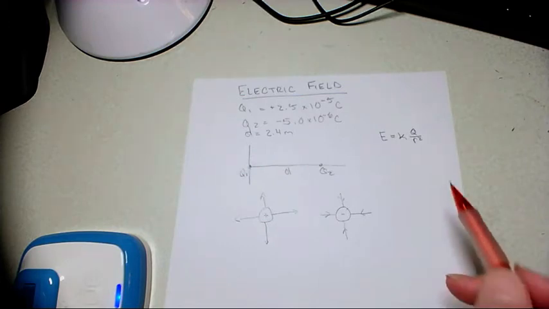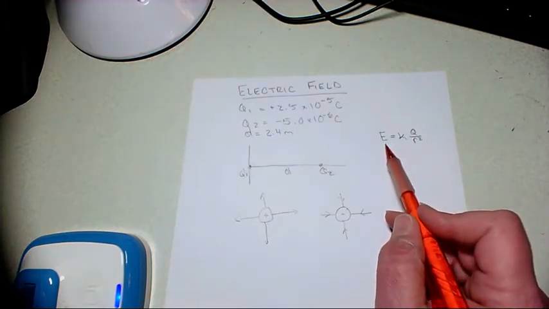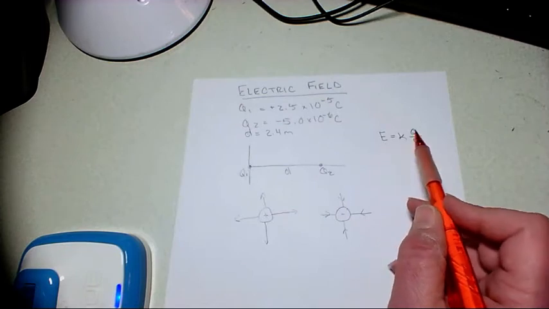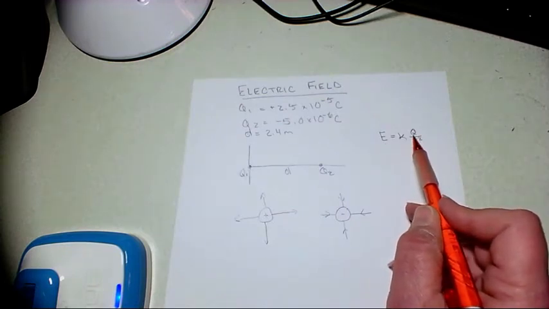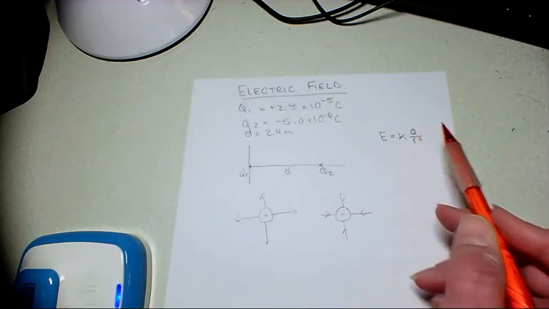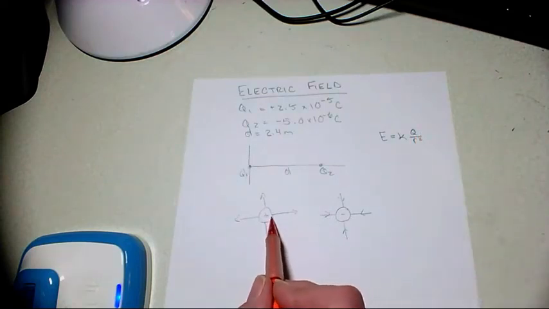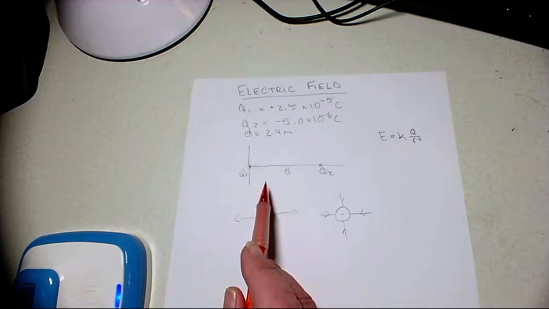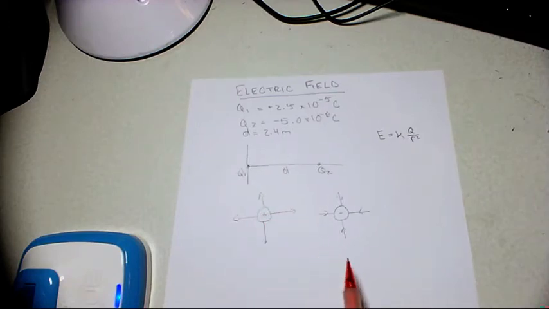So remember, an electric field, the strength of that field is only dependent on the charge generating it. The force is the interaction between two charges. The electric field is one charge only. So if we want to think about where this is going to be zero, first thing we have to do is think about what our electric fields are actually doing.